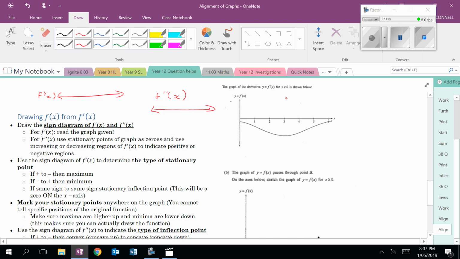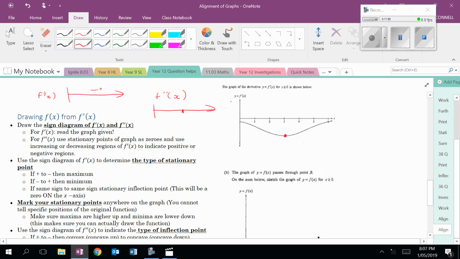Now, it does suggest that here it's probably worth mentioning that there is a maximum on our derivative, so that's going to be an inflection point on our original function and a 0 on our second derivative. So we'll just mark that in there. Okay, now if we look at our derivative, well, we're only shown it for x greater than 0, so I should probably just include that. And it's negative for the entire region.